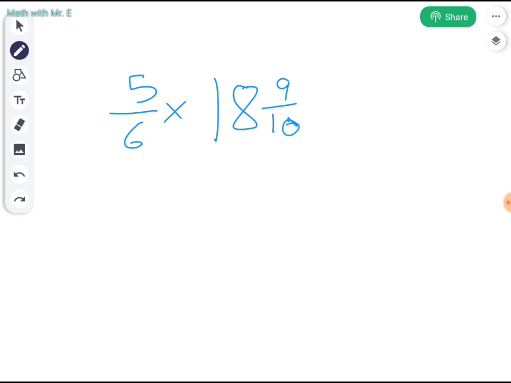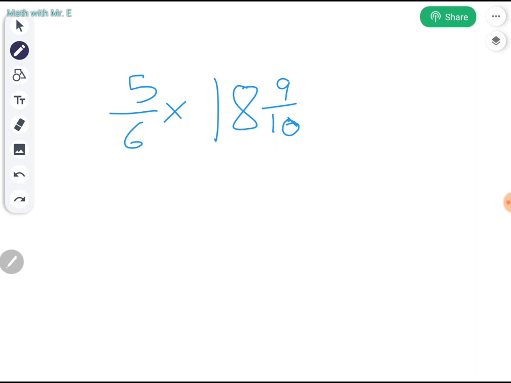So if we had a problem like 5/6 times 18 and 9/10, that's not exactly the easiest problem to do our normal way, because we would end up with 189 tenths times 5/6, and that's just a lot of work to do, and trying to simplify it is not easy. So let's take a look at doing this with our distributive property.